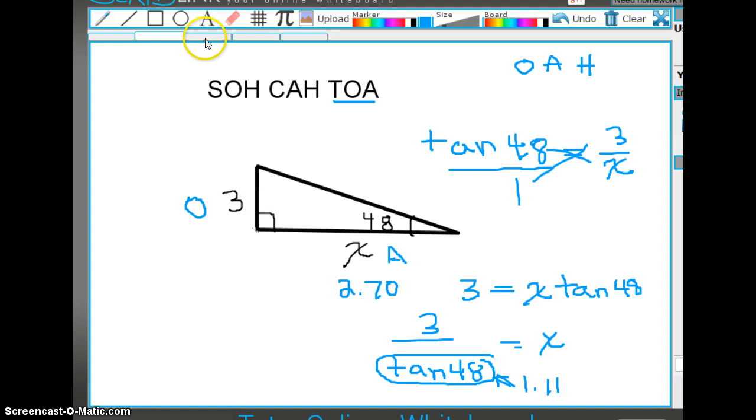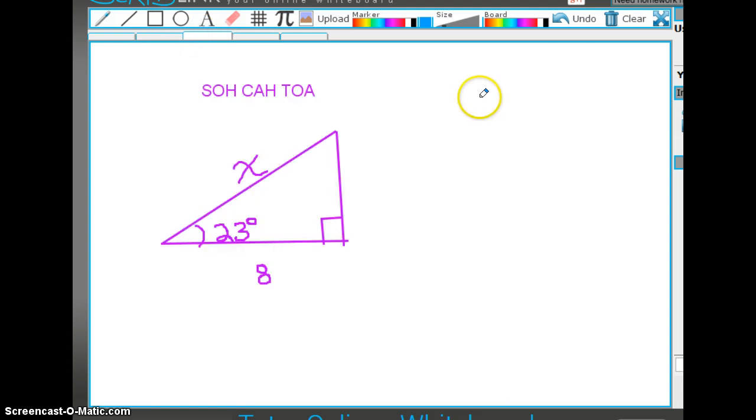Now let's go to the next one. We're going to get a new one. We label these, this x and the 8. This is the hypotenuse and this is the adjacent. So we go to our formula, which has an A and an H, the C one. So the cosine of 23 is equal to adjacent, which is 8, over the hypotenuse x.